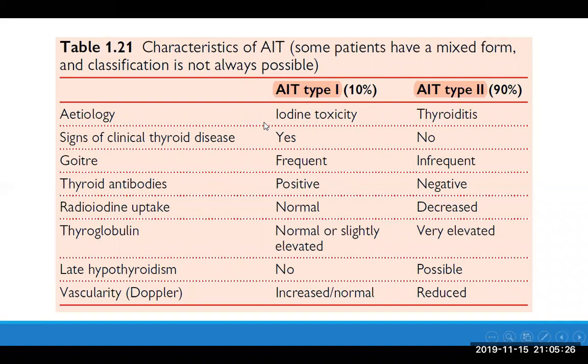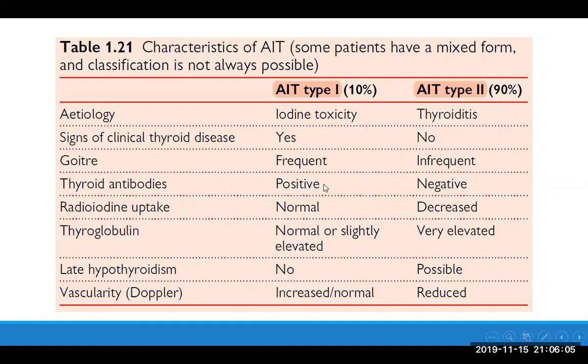I think this table I covered in the previous slides. The most important one: Doppler is increased or normal in type 1, reduced in type 2. Don't forget that amiodarone thyrotoxicosis type 2 is the commonest one. About 90% of cases are type 2, and type 1 is less than 10% of cases. Goiter is present in type 1 because there is underlying thyroid pathology. If you see a thyroid nodule, you must suspect type 1. If the thyroid ultrasonography is normal, mostly it is type 2.